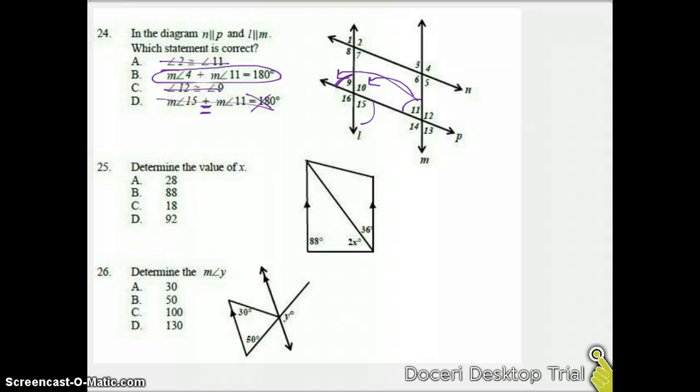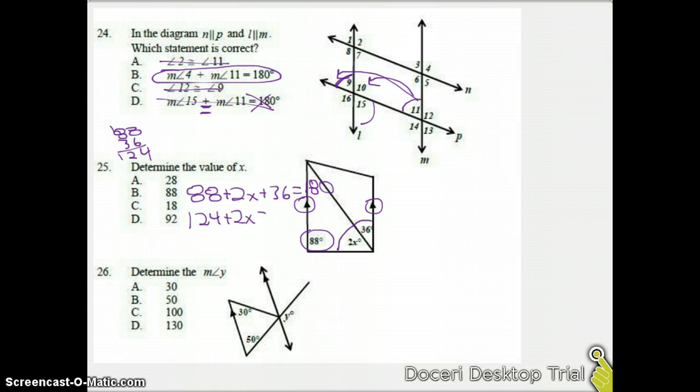Number 25. I notice I have these parallel lines here, so that means that this angle together and the 88 are actually supplementary, they add up to 180. You could also think of this as having consecutive interior angles. So 88 plus 2x plus 36 equals 180. Let's check what 88 and 36 is. We get 124 plus 2x equals 180. Subtract 124 from 180.